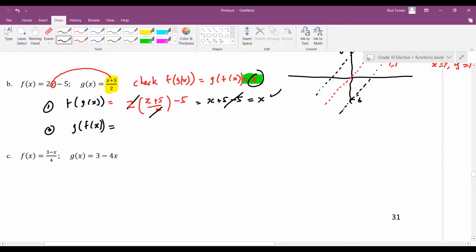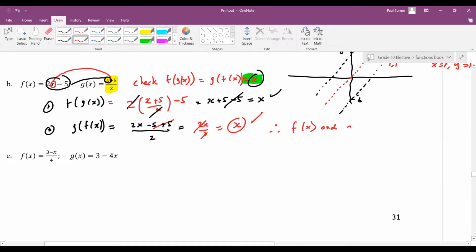Okay, so now put your f function into your g function here. So you'll get 2x minus 5 plus 5 on 2. Okay, so your minus 5 plus 5 is going to cancel, isn't it? So you'll get 2x on 2, which is x. Good, finished. So we can say, therefore, f(x) and g(x) are inverses of each other.